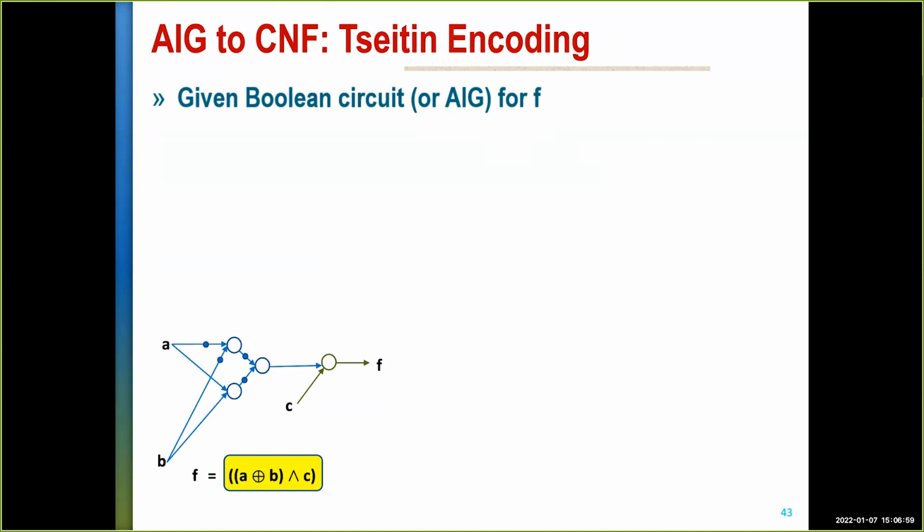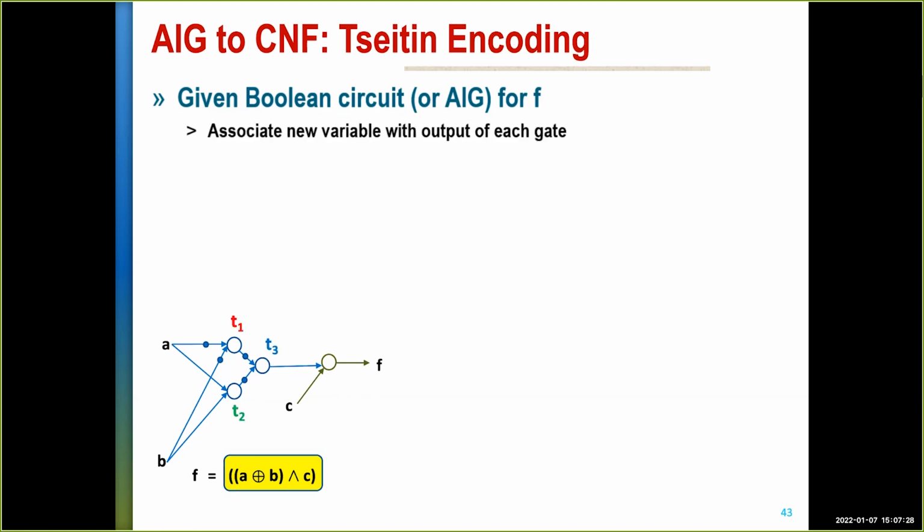We are given this Boolean circuit F, which is actually A XOR B and C. And we want to convert this to a CNF formula, which is equisatisfiable to this. It may not be equivalent to this, but if this formula is satisfiable, the other formula will also be satisfiable, and vice versa. Remember, we are just showing this illustration on a very small AIG. You can do this for a very large AIG as well. The procedure is actually just linear.